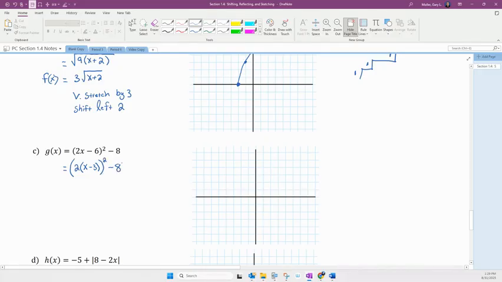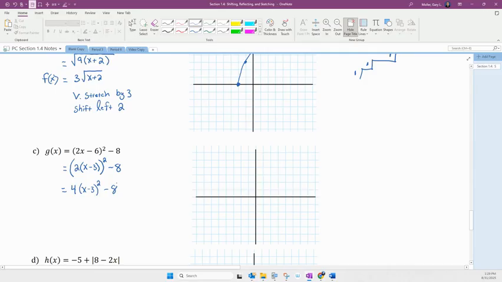Now the question is, can I square these two things individually? And the answer is yes. Our rule allows for that. And so 2 squared becomes 4. And it becomes 4 times x minus 3 squared minus 8.